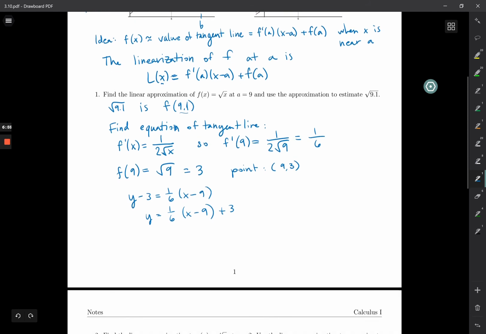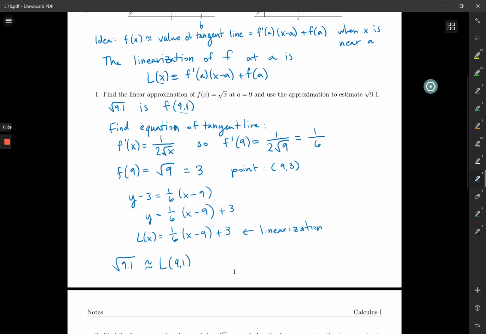Okay, and then to find the linearization, as I said before, we just replace the y with L of x. And we get this. That is our linearization, or linear approximation. Those are interchangeable. And so all we have to do is we want to use this to approximate the square root of 9.1. As I said, we're just going to plug this into our linearization. So that means evaluate L at 9.1.